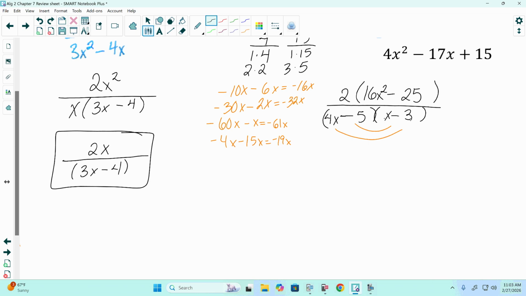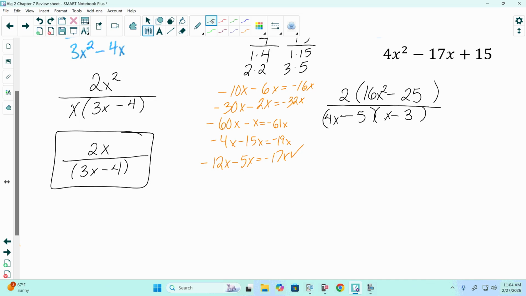So if we set it up here and check it, 4x times negative 3 is negative 12x. Negative 5 times x is negative 5x. There's the middle term we want. If we had it set up the other way, 4x minus 3 times x minus 5, we would have gotten the middle term of negative 23x. A little too big.